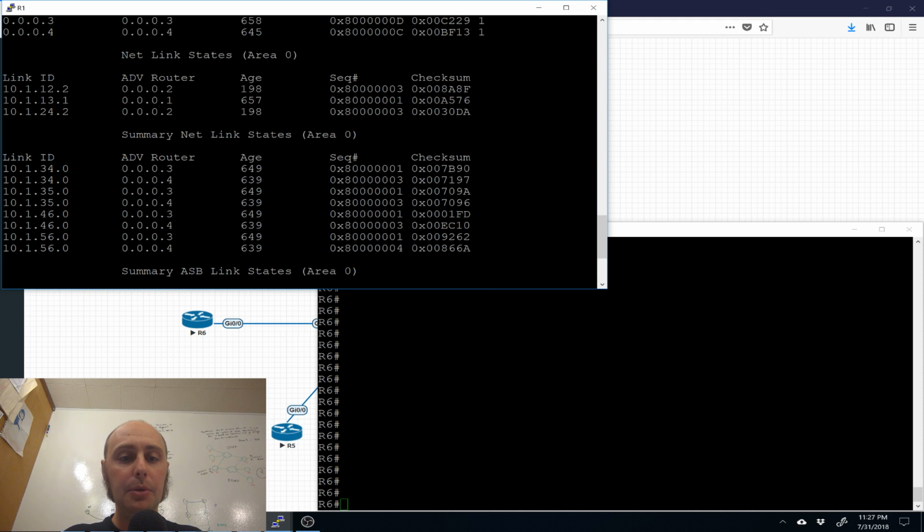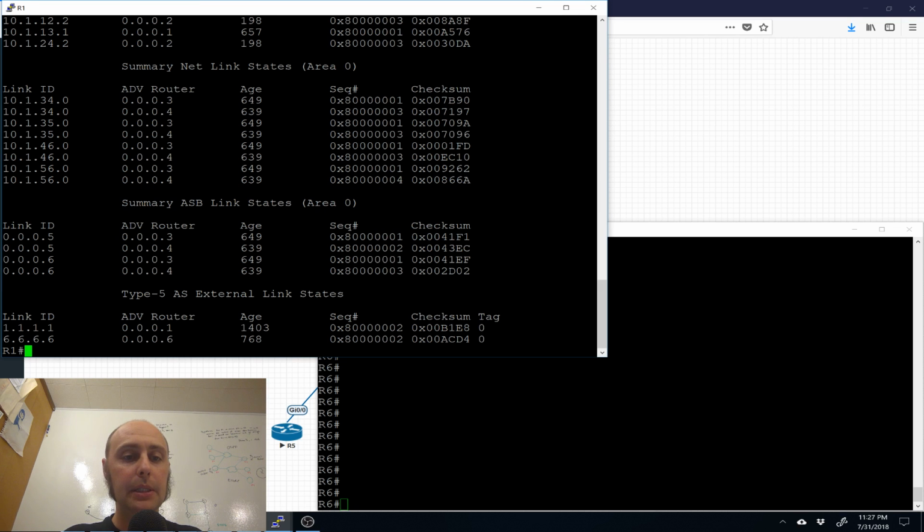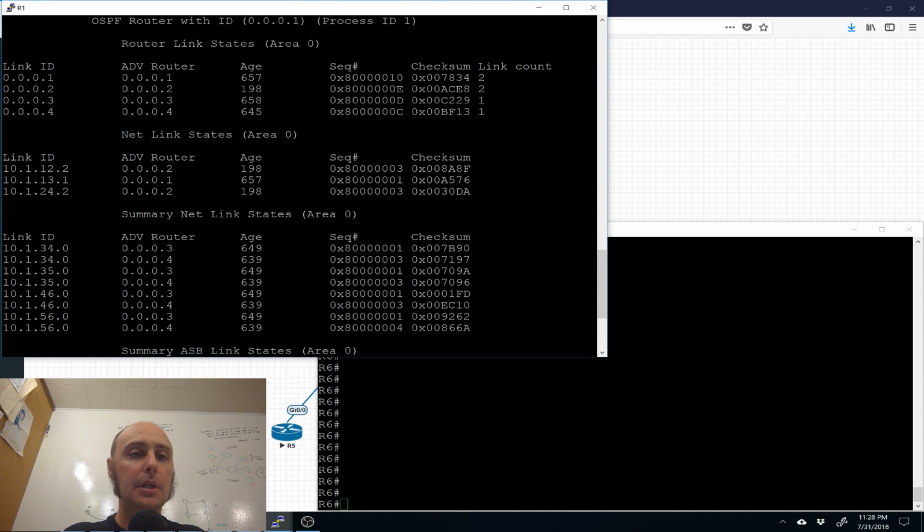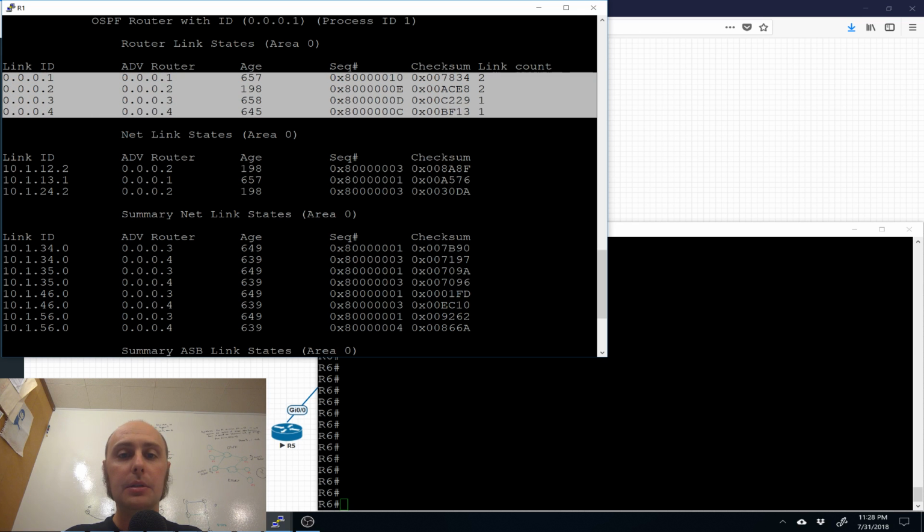Just reviewing this, I think I can drag this down a little bit. The top here in area 0, the router link states, these are our LSA type 1s. Every OSPF router is going to send an LSA type 1 into the area, and that type 1 is going to include all of the links participating in that area on that router. We can dive into each one of those.